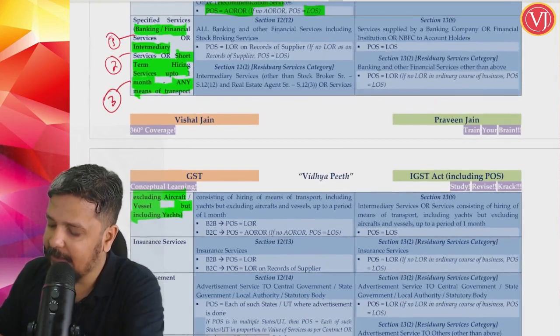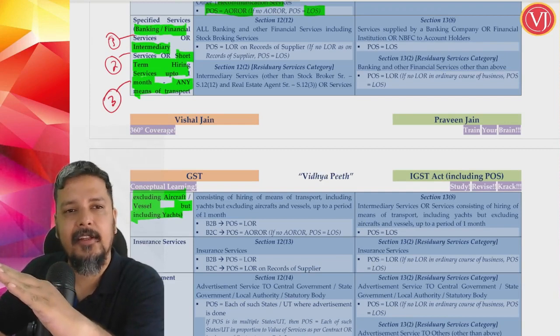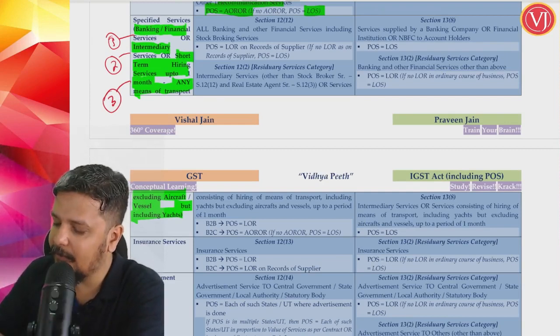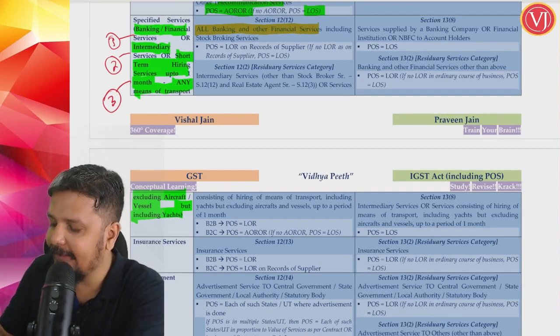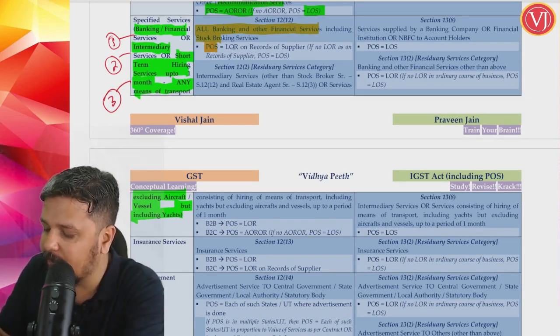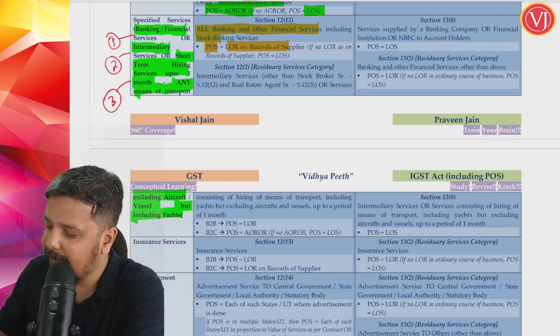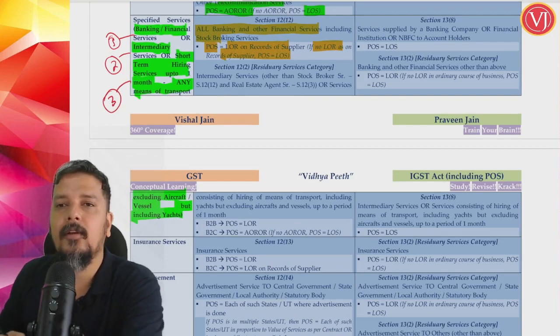If that is a scenario, all in this actually is discussed in section 13. In section 12, they have a special formula only for banking related services. For banking related services, including stock broking, place of supply is the location of recipient on records of the supplier. If not available, location of supplier.